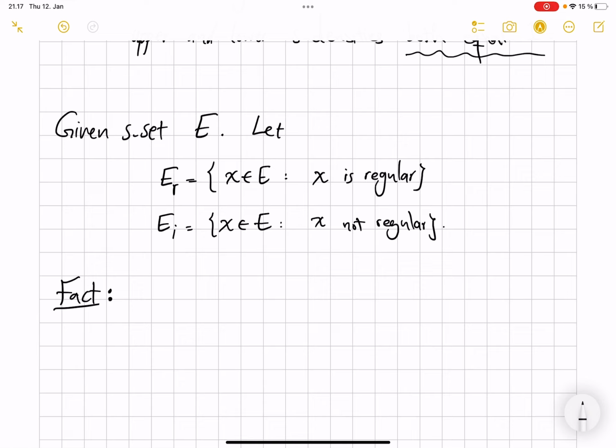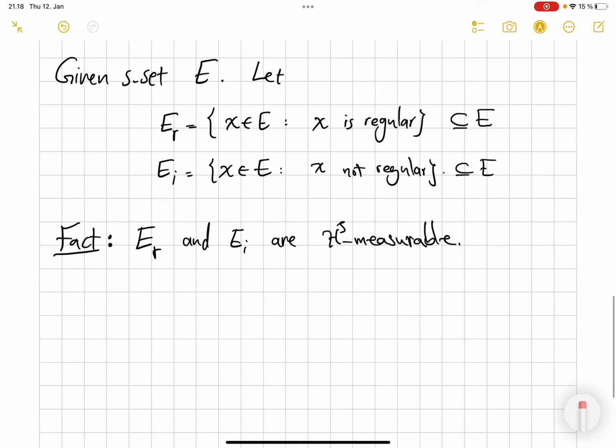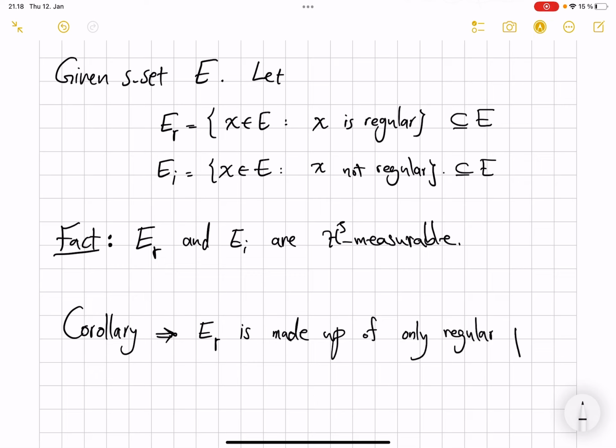But anyway, from those it will follow that ER and EI are measurable. So here we're talking about HS. These are measurable subsets of the set E. And HS of E is finite by being an S set. Therefore, the corollary applies, and we get that the corollary implies that ER itself is made up of only regular points. Well, it's always up to measure 0.